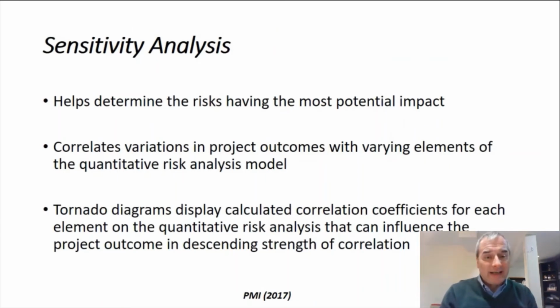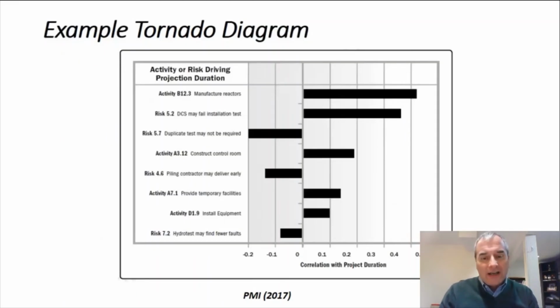Now there's also sensitivity analysis, and this helps determine the risks having the most potential impact. It correlates variations in project outcomes with varying elements of the quantitative risk analysis model. Tornado diagrams display calculated correlation coefficients. Remember your statistics? Correlation coefficients for each element in the quantitative risk analysis that can influence the project outcome in descending strength of correlation. It looks like a tornado. And in this one case, we're saying it might have less of a probability of occurring if it's less than 0, or a greater probability of occurring. Each of these items down this column are various risks.